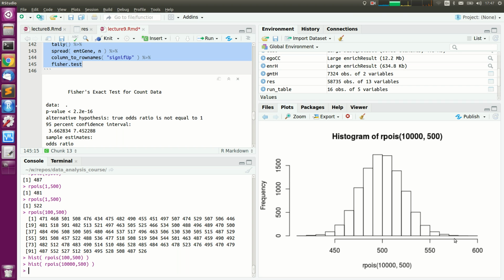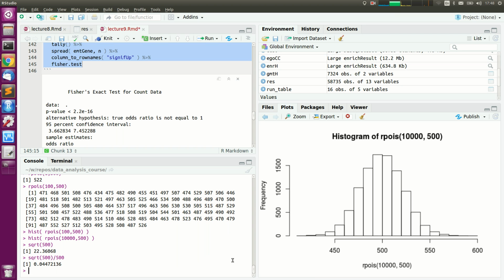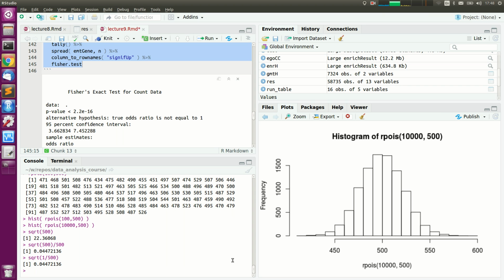You see it's more or less normally distributed. The expectation is 500, and the width is the square root of 500. What's the square root of 500? It's 22. So 68% should be within 22 counts and 95% within 44 counts of the expectation. Which means, now what is 22 over the square root of 500? So this 22 over 500 is of course the same as 1 over the square root of this. And this is the precision.